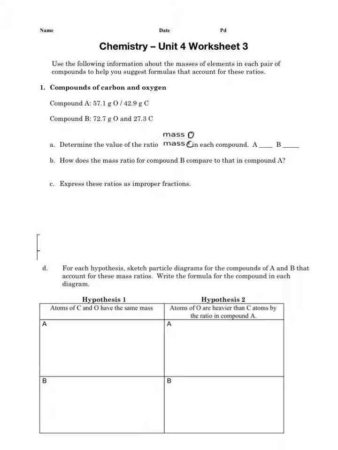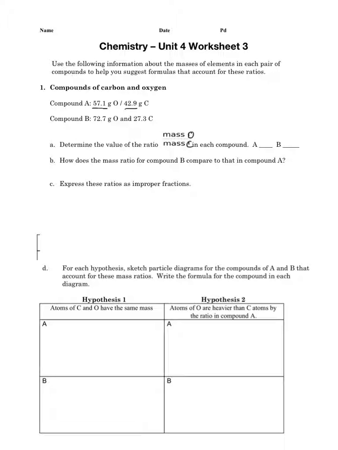So it says, use the following information about the masses of elements in each pair of compounds to help you suggest formulas that account for these ratios. So we're going to be looking at different compounds, compound A and compound B. And you can see here, compound A has 57.1 grams of oxygen. Compound B has 42.9, or not percent, grams of carbon.